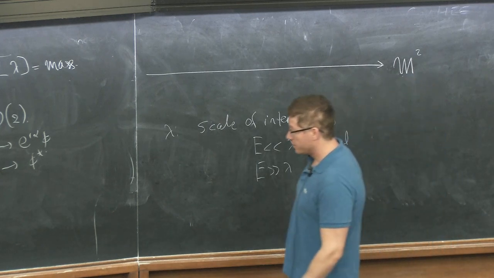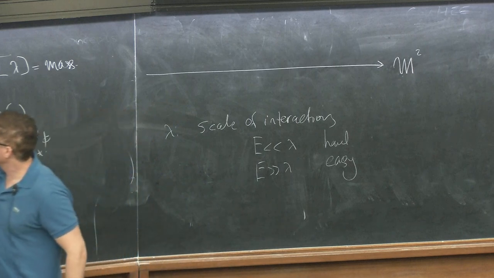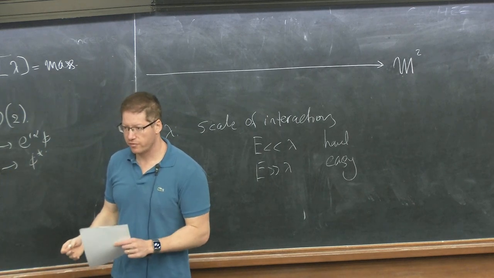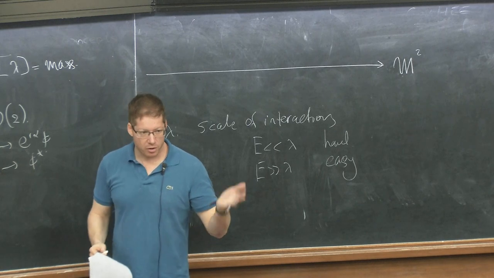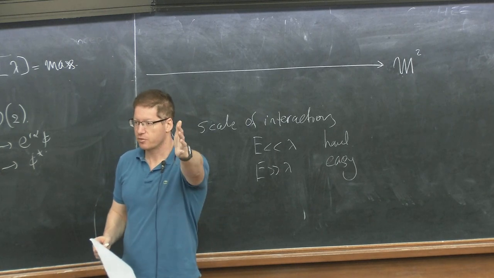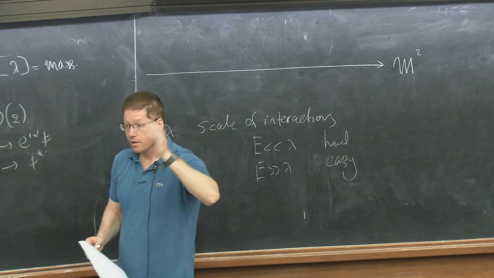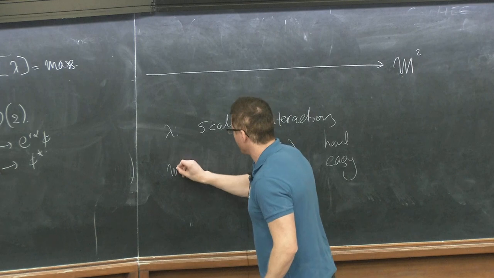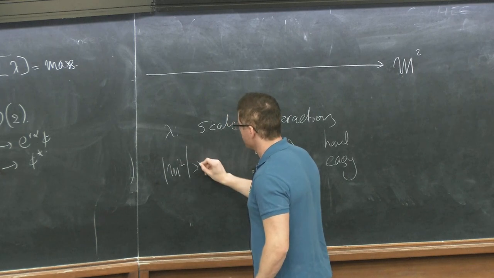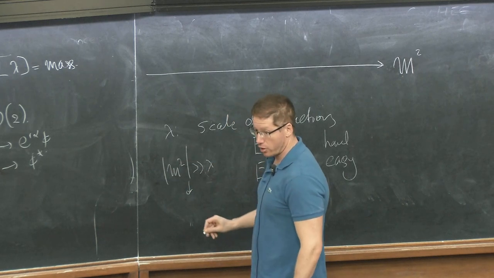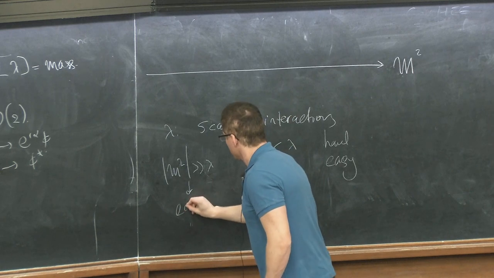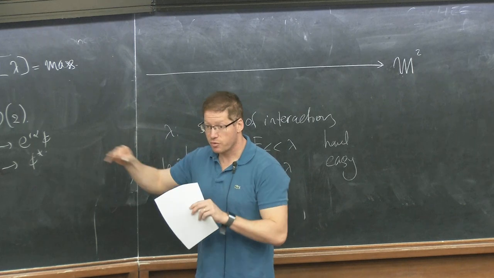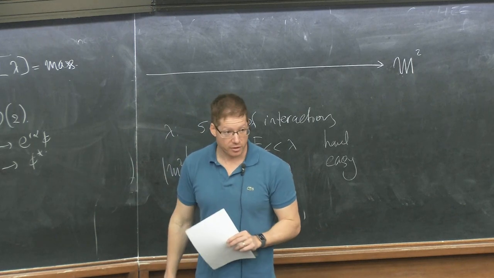So the trick to understand these models is to think about this M squared. Because if M squared is huge in units of lambda, we don't need to study the model below the scale lambda, because already at M squared, we can integrate out phi and forget about it. So if M squared is much bigger in absolute value than lambda, we can understand the model, because the dynamics happens at very high energies, much before the model becomes strongly interacting.